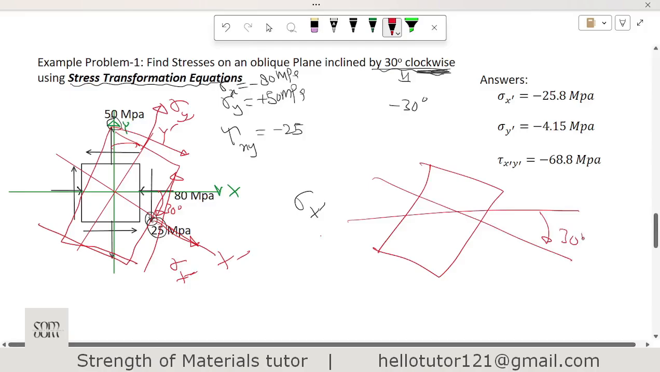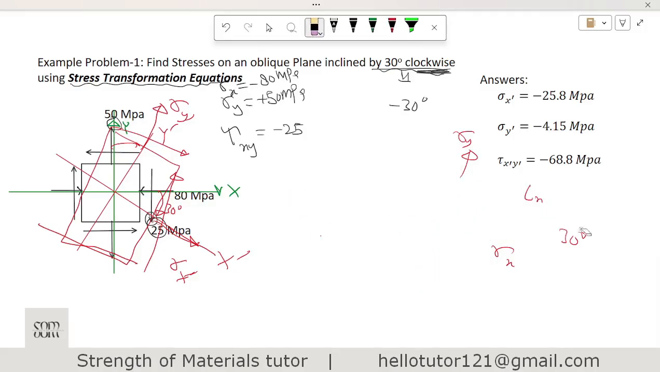This is 30-degree clockwise. We are going to have everything. Okay, sigma x, this is going to be sigma y, and maybe we will have tau x prime y prime. Okay, so what is the value of sigma x prime? So let me erase all of this first.